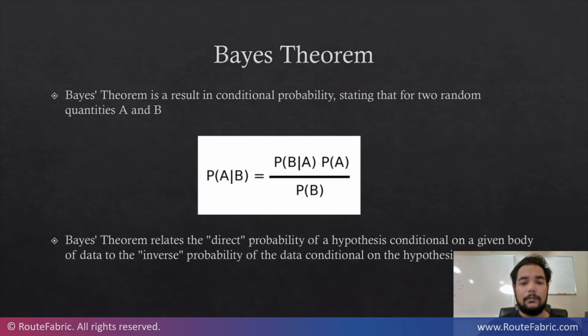Now let us look at Bayes' theorem. Bayes' theorem is an extension of conditional probability, stating that for two random quantities A and B, probability of A given B is probability of B given A times probability of A divided by probability of B. Bayes' theorem relates the direct probability of a hypothesis conditional on a given body of data to the inverse probability of the data conditional on the hypothesis.